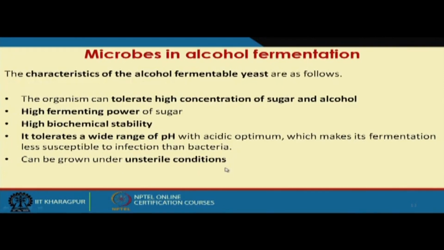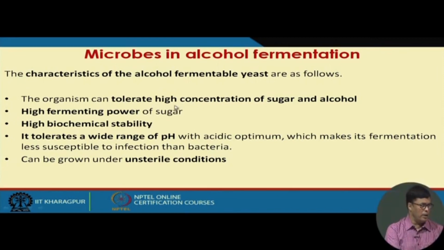Now, the characteristics of alcohol fermentable yeast are as follows: as I mentioned, it should tolerate a high concentration of sugar and alcohol, have high fermenting power of sugar, and a high rate of fermentation. A couple of slides earlier I mentioned that the characteristics of the organism we can determine with respect to Ks and mu max value. And I also mentioned, when I discussed the Luedeking-Piret model for product formation, that alcohol is a growth associated product.